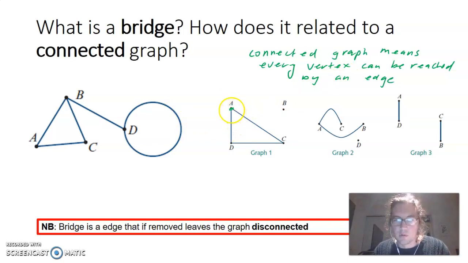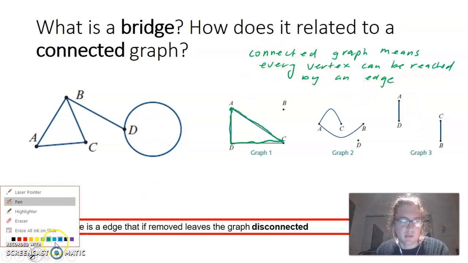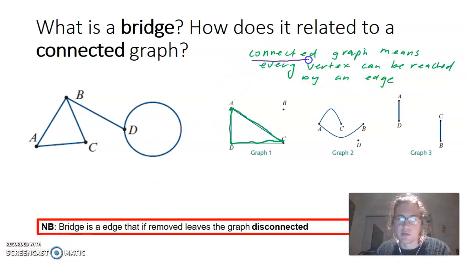I go for a little walk in the graph, can you get to every single vertex? And you see here that you can't in this one. You can't in this one either, because there's nothing connecting B and D. You can't in this one because these two vertices are disconnected from these two vertices. Okay, so connected means that you can get to every vertex. This graph is connected, because I can get to every single vertex. I can go on a walk like that. I might have to go back on myself a bit, but I can get to every vertex.